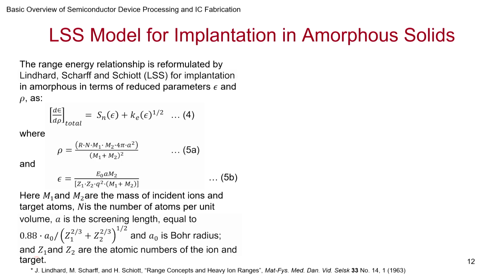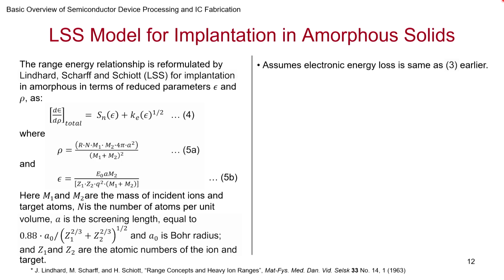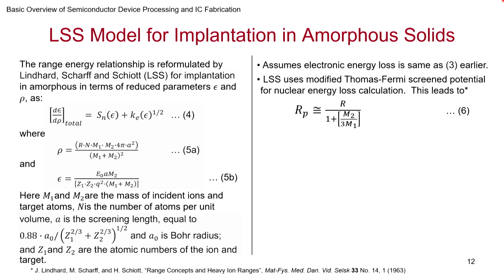So, you can actually find out it becomes the atomic number of the ion and the target. So, it assumes that the electronic loss is the same as what we discussed earlier, and using the Thomas-Fermi screening potential for nuclear energy loss, this leads to Rp, the projected distance, given by this.